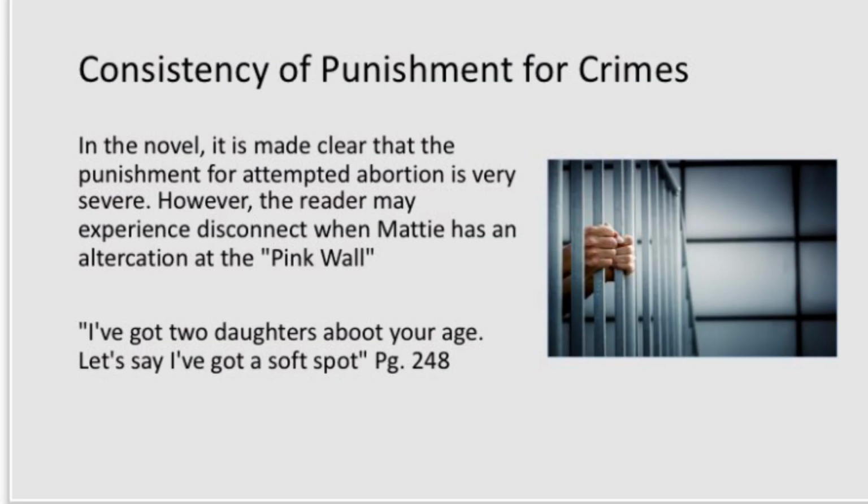Next, I'd like to talk about the consistency of the punishment for crimes in this dystopian novel and how it might disconnect the reader from a current reality. So in the novel, it is made pretty clear that the punishment for attempted abortion is very severe. However, when Maddie takes a trip, or an attempted trip, to Vancouver, she is confronted at the Pink Wall by Canadian authorities. And one of them actually lets her off and says, "I've got two daughters about your age. Let's say I've got a soft spot."